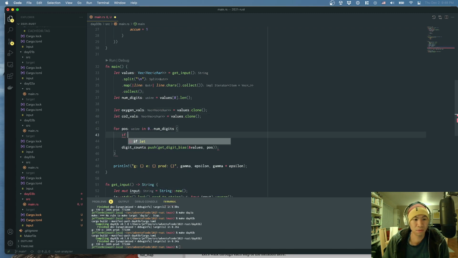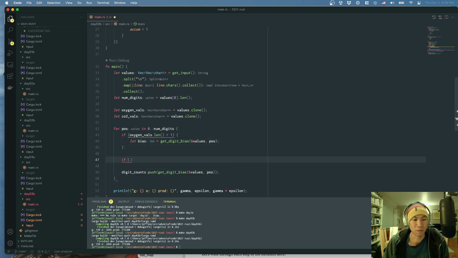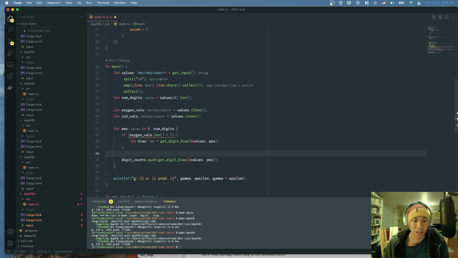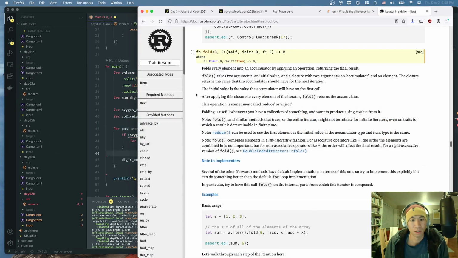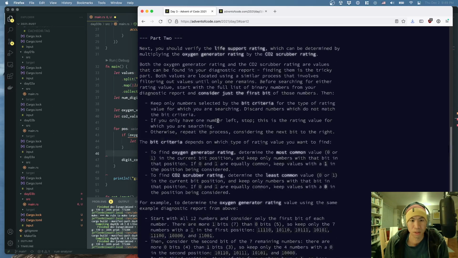So if oxygen values.length is greater than 1, we still need to do a reduction here. So we're going to let the bias equal this. And then we're going to have a parallel structure for CO2 values, but we're interpreting the bias differently. So how does the oxygen bias get interpreted?